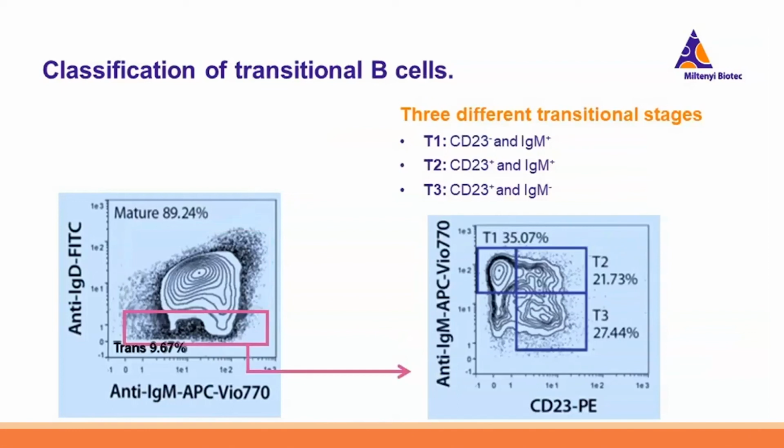Also, when you want to look closer into the transitional B cells, you can actually distinguish between 3 different stages of transitional B cells. So it's T1, T2, and T3 cells that you can distinguish by the markers CD23 and IgM. The T1 cells are CD23 negative, IgM positive. The T2 cells are positive for both markers, and the T3 cells are CD23 positive and IgM negative.